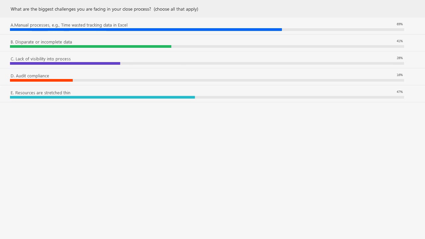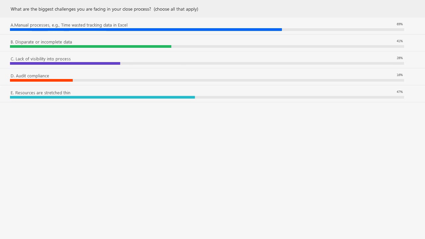So the disparate or incomplete data, 41%, that's fairly high. So we know that the data coming in, we have to augment it somehow. We have to make adjustments to it. We need to capture data, manually load it, manually combine it somehow. So that's a fairly high number. Lack of visibility into the process, I understand that, about 30%, 28%, that's kind of where I expect it.